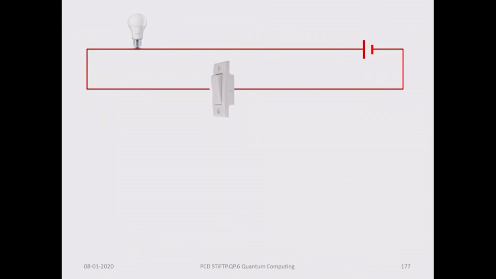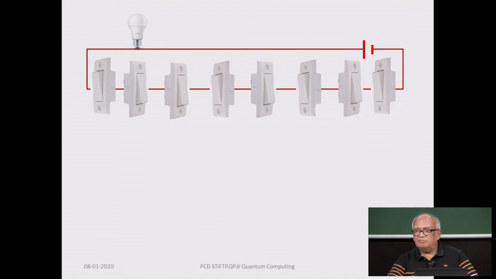And there is another very famous algorithm which I would like to mention. If you have a simple circuit and you have a bulb which is not working, then your suspicion would be that the switch is not working and you need to go and test the switch. But what if there are many switches?